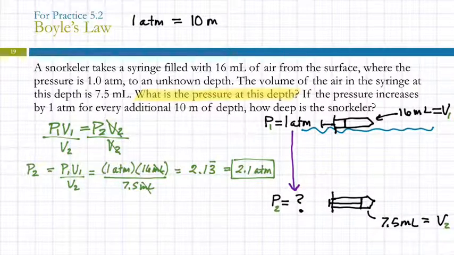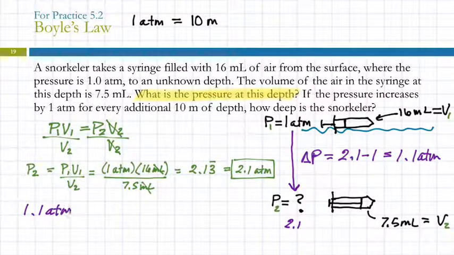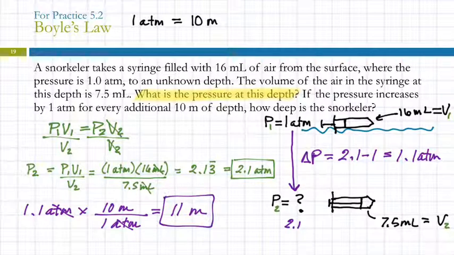1.1, right? Down here, 2.1. Up here it's 1. So the difference in pressure is 2.1 minus 1, or 1.1 atmospheres. So the pressure increased 1.1 atmospheres, and then we can use that relationship, 1 atmosphere per 10 meters. 10 meters for every 1 atmosphere increase. So that tells us the diver is 11 meters below the surface of the water.